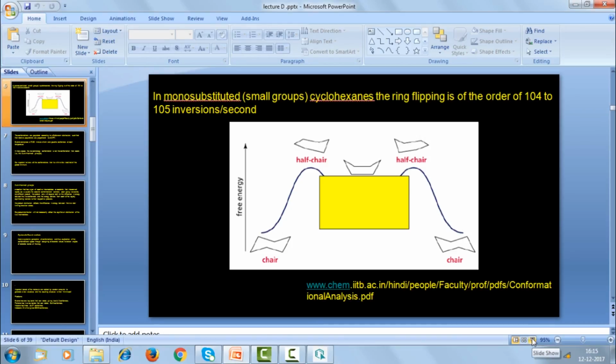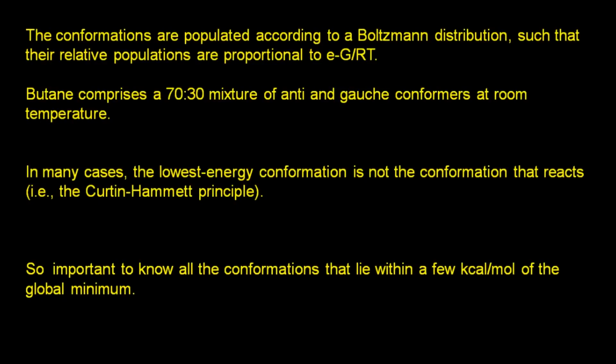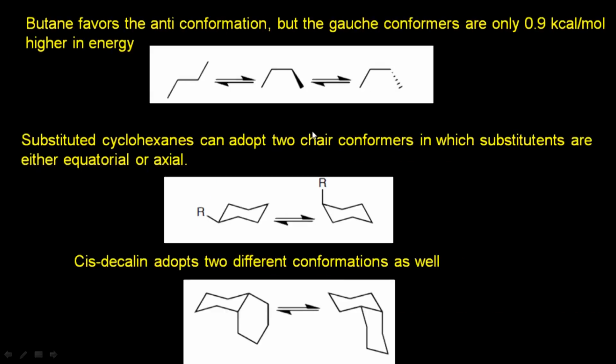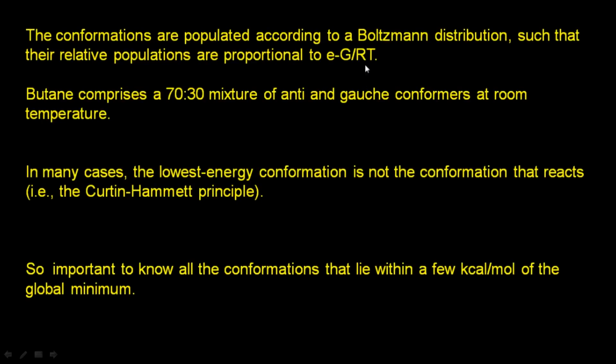There is a very important point: the conformations are populated according to the Boltzmann distribution, such that the relative populations are proportional to e to the minus G by RT. So it is not that you will always find only the minimum energy conformation. For example, butane you will find both anti and gauche in the ratio of 70-30, because their distribution is based on e to the minus G by RT. In many cases the lowest energy conformation is not the conformation that reacts.